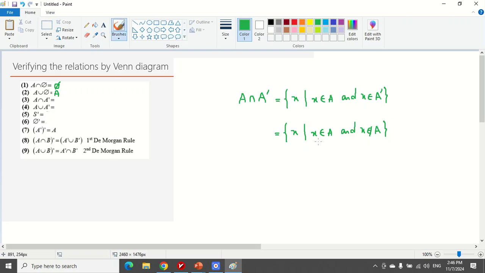So it's impossible that x belongs to A and in the same time x is not belonging to A. So all of these x's are the empty set. There are no elements that we can consider for their intersection. So the result of that one will be phi, and I will write phi over here to determine the result.